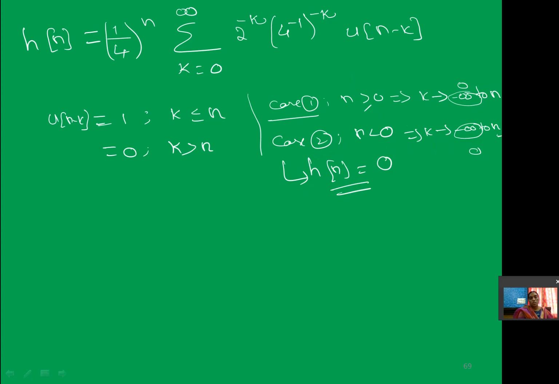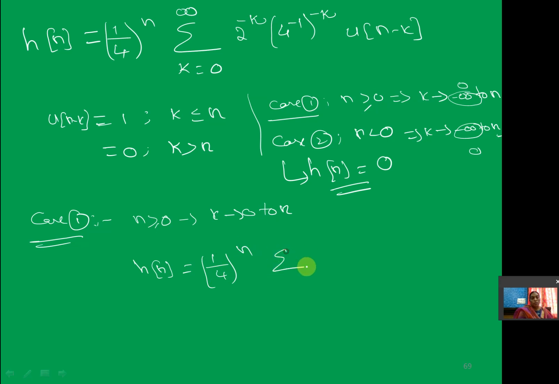So now coming to case 1, discussed in the previous video. See that for the elaborate explanation. Case 1: now n greater than or equal to 0, so range of k is 0 to n. Now h of n is equal to 1 by 4 whole power n summation k 0 to n. Here 2 power minus k, that means 2 into 4 power minus 1 whole power minus k.